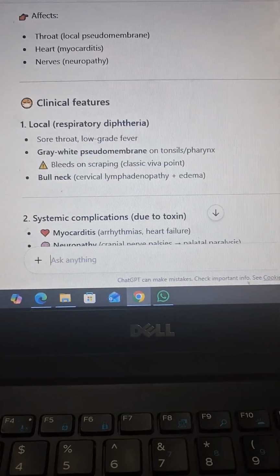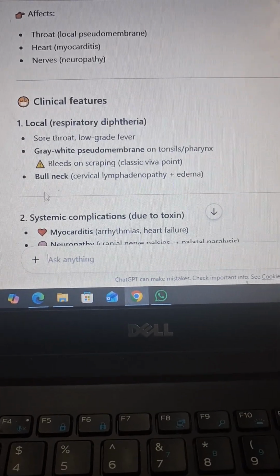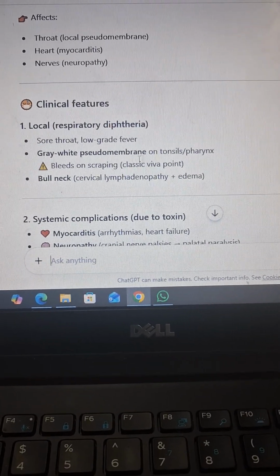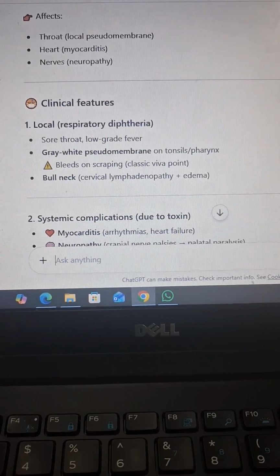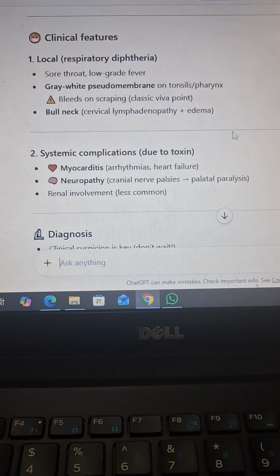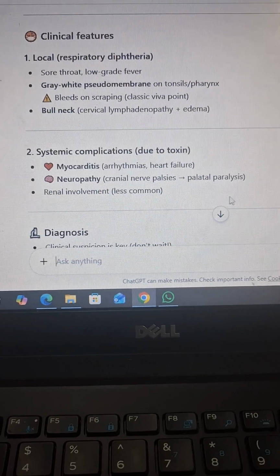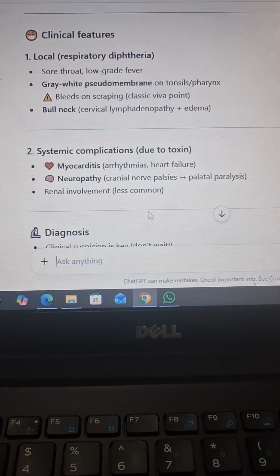Again remember, it is a classic important question. Number 1, bull neck. Number 2, bleeds on scraping. Gray white pseudomembrane bleeds on scraping. Next, systemic: myocarditis, heart block, heart failure, arrhythmias, neuropathy like palatal paralysis, cranial palsies and renal involvement.